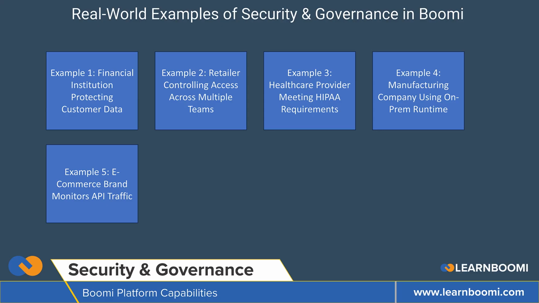Next example is a retailer controlling access across multiple teams. A large retail chain has integration developers, testing teams, business analysts, and operators, and they require strict segregation of duties. So Boomi governance can differentiate between developers who do the build only, QA who deploy to test, operations who deploy to production, and analysts who are read only. So this ensures controlled and traceable access.